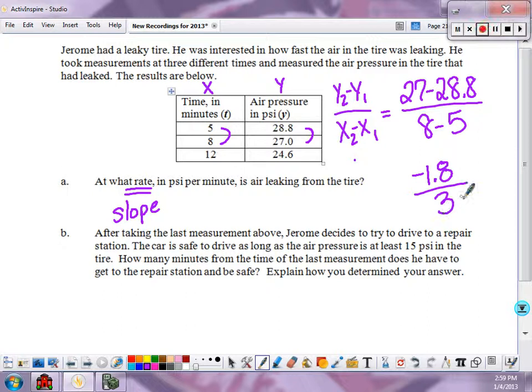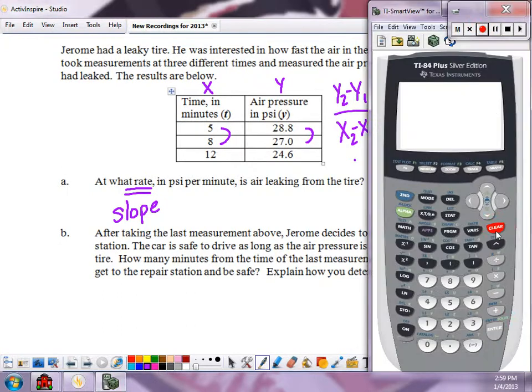Let's see if that simplifies. Negative 1.8 divided by 3. Okay, so you can write our slope in a few ways, I think all of these would be right. Okay, let's write them all, one at a time.